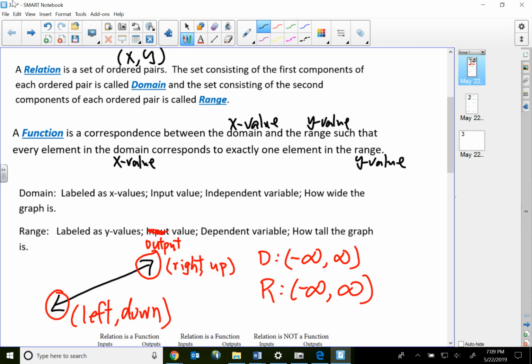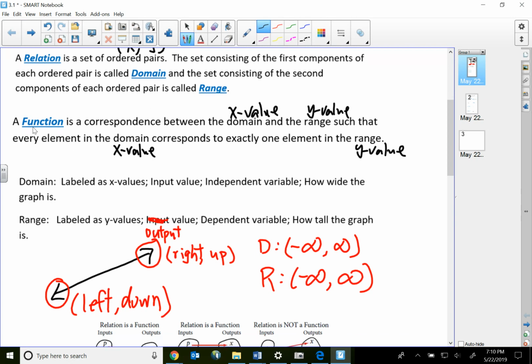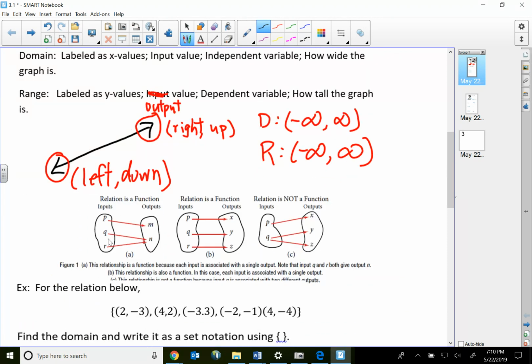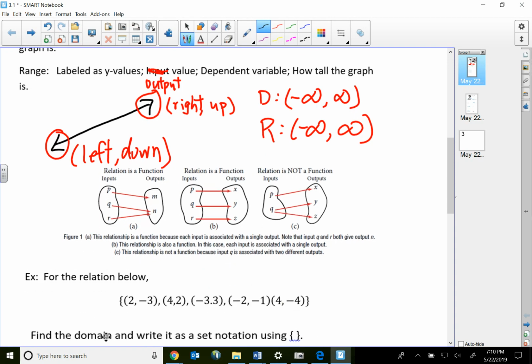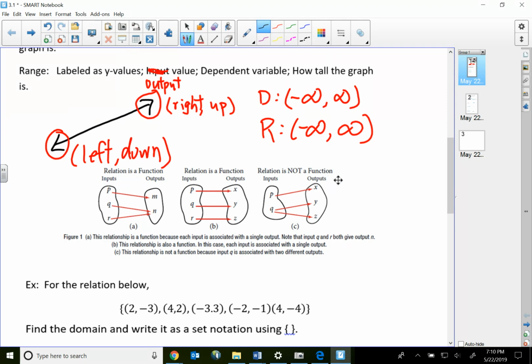So a relation can become a function. A relation is simply a set of ordered pairs. Now, this straight line here is actually going to be a function, but this is in terms of a graph. So we will talk about both of these: a relation being a function in terms of ordered pairs, and a function in terms of graphing form or equation form. The example here, A, B, and C, is trying to show you whether the relation is a function or not a function.